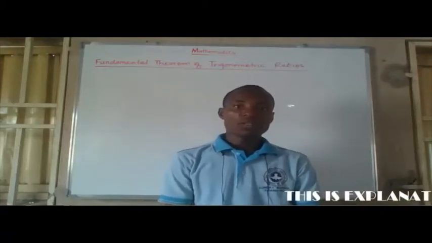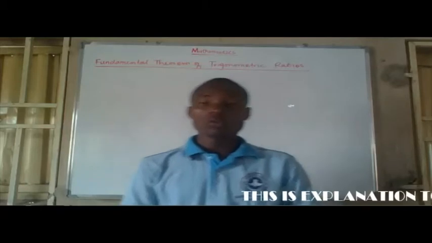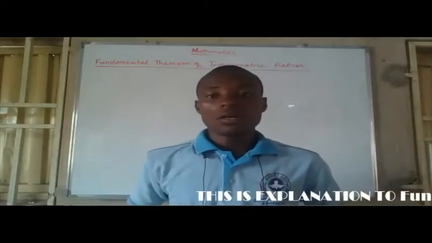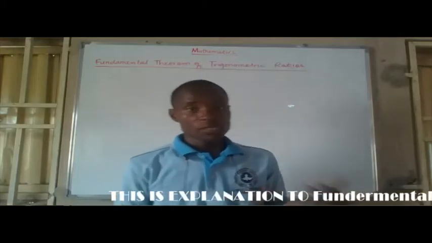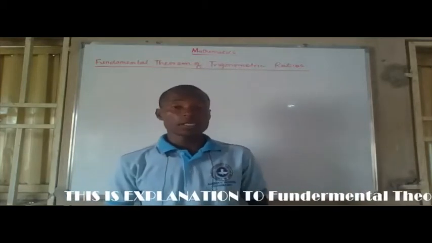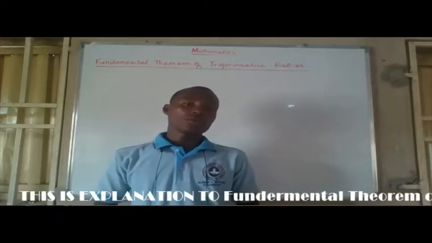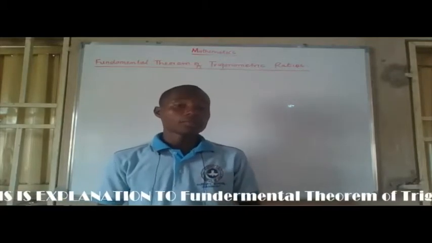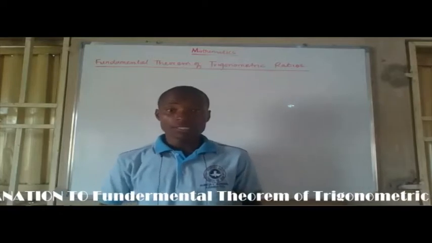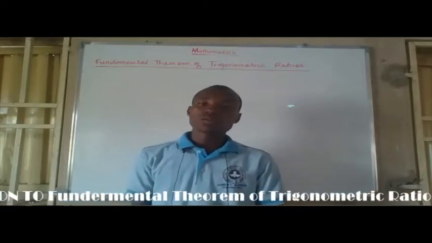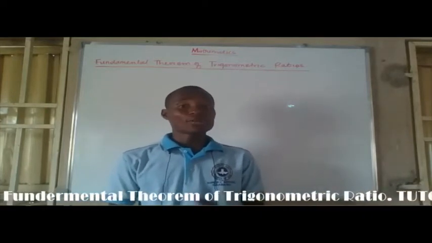Now we'll be looking at the fundamental theorem of trigonometric ratios. The fundamental theorem is just the relationship that exists between sine and cosine. Basically, the theorem says the sine of an angle is simply the cosine of its complement. Two angles are complementary if they add up to give 90.